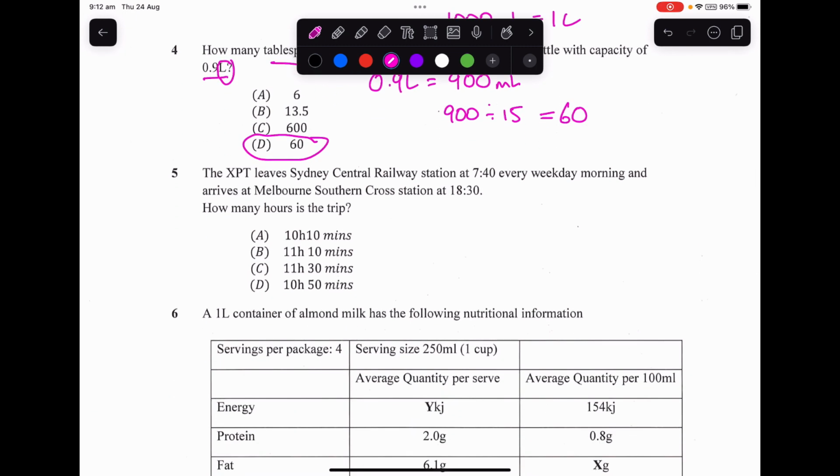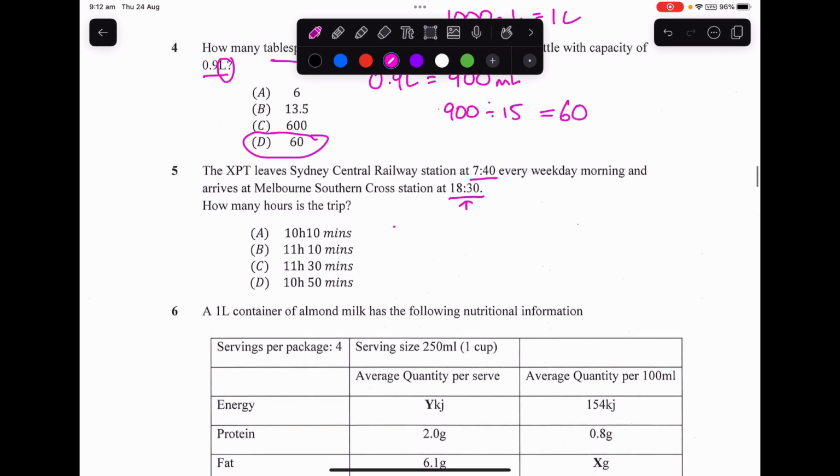Okay, the XPT leaves Sydney Central Railway Station at 7:40 every weekday morning and arrives in Melbourne Southern Cross Station at 6:30 at night. How many hours is the trip? Well, first of all, we need to recognise that says 6:30. So we're going to go 7:40 a.m.